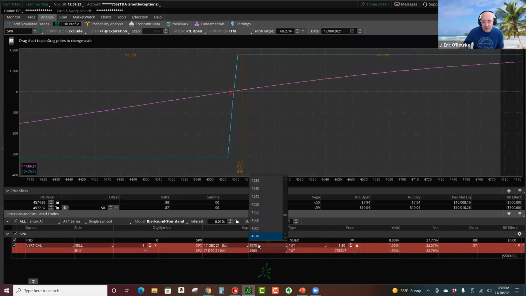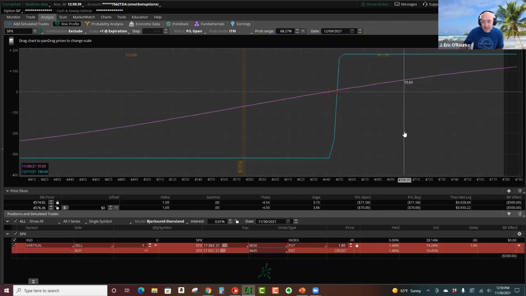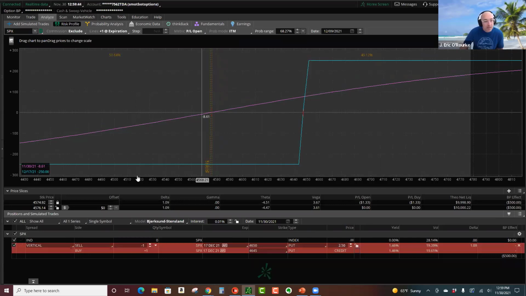But if I sold that delta 70 and we sold, let's just go in the money, a 46.50 and a 46.45, I've just reduced my risk. Now I'm only risking 250 and I could actually make 250, but the probability is lower, right? So that's the sliding scale.